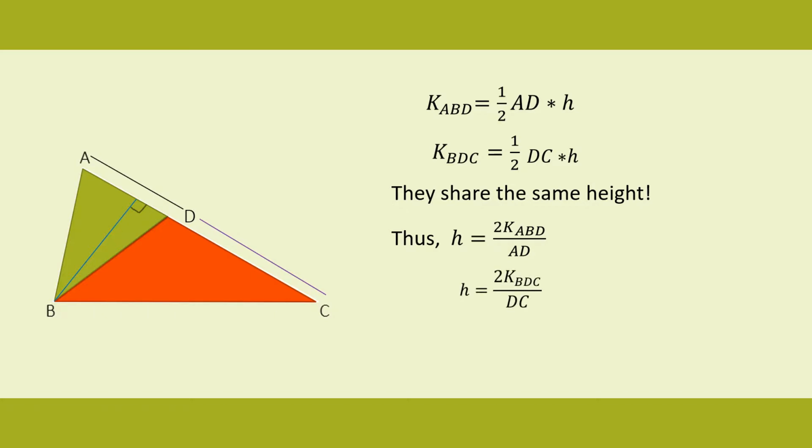And the height is also 2 times the area of triangle BDC divided by its base DC. These heights are equal. So that implies that you can cancel out the 2's and get the area of ABD over area of BDC will equal AD over DC.